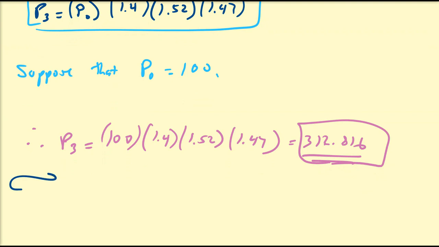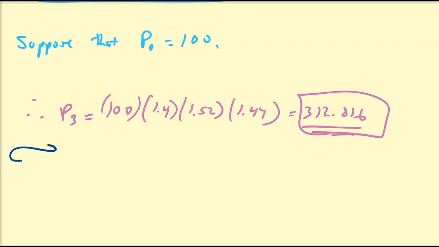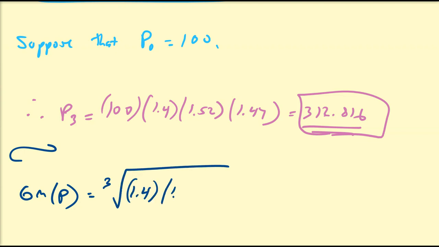So if you want to find the average increase per hour, what you're actually looking for is the geometric mean, and I'll explain why in just a moment. The geometric mean of these growth factors is equal to the cube root of 1.4 times 1.52 times 1.47, which one can find to be approximately equal to 1.463.